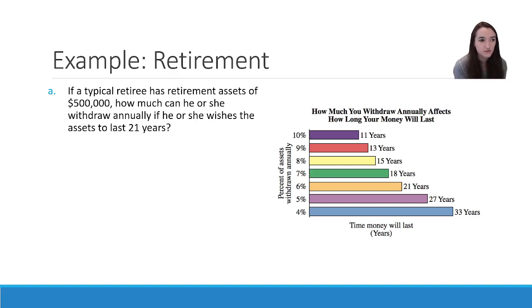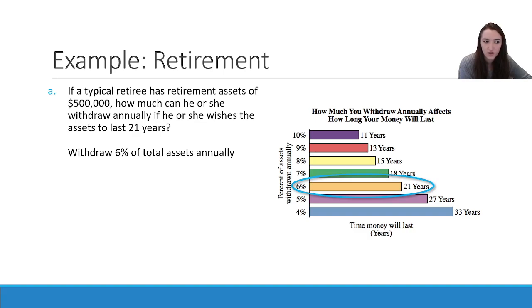What do we know? What do we need, right? We're working with 21 years and $500,000. So we want to look at our chart and see where either of those numbers show up. So the 21 shows up on the chart, right? 21 years, 6%. So that's the percent of assets withdrawn annually. So if they want 21 years, then they're going to have to withdraw 6% annually, right?